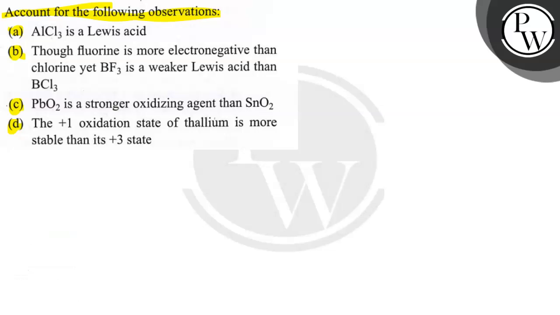First of all, we'll see this AlCl3. AlCl3 is Lewis acid. Correct statement. लुईस एसिड क्यों होता है? व्हाट इज लुईस एसिड? First, Lewis acid is an electron pair acceptor. So it accepts an electron pair because aluminium has a vacant orbital in its outermost shell. A vacant p orbital is there.